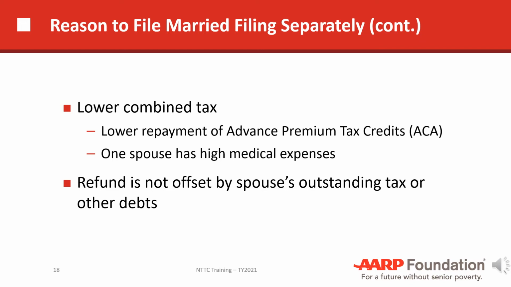Refund is not offset by spouse's outstanding tax or other debts. So one of the spouses may in fact qualify for a refund, yet the other spouse has a significant balance due at the end. Well, the one spouse with the refund would like very much to get their refund and not have to sacrifice their refund because their other spouse owes money. So if they file separately, the one spouse with the refund gets the refund and the other spouse ends up paying. So that's about it on reasons to actually file separately.